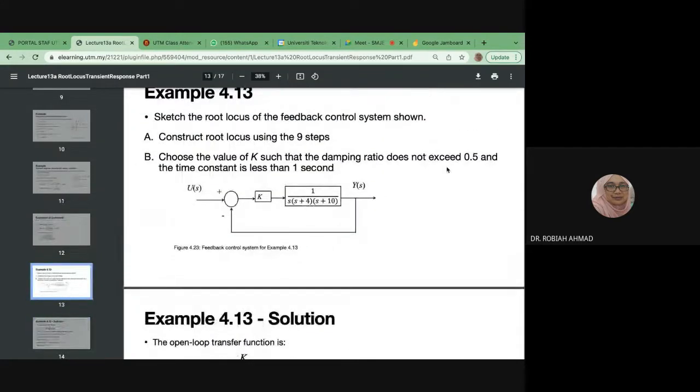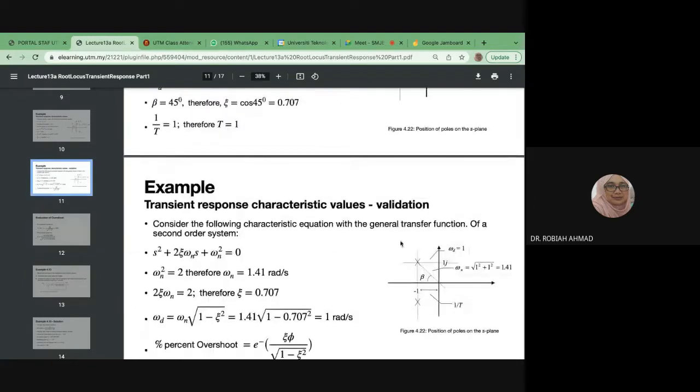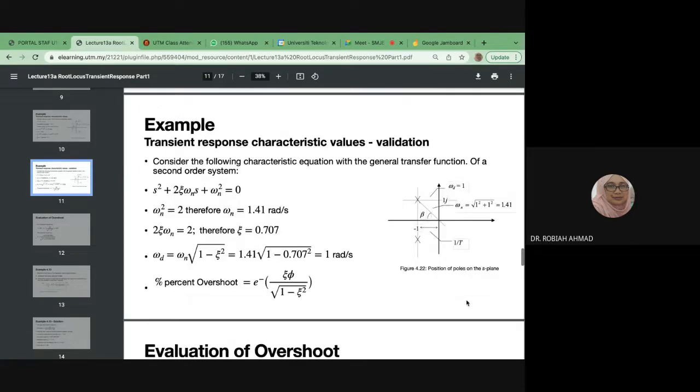And then we try to locate the point of intersection. And there are two conditions. One, the damping ratio does not exceed 0.5. And then the other is the time constant. What was the time constant, class? This one. So you draw two lines: one line for the damping ratio, another line for 1/T. And then we see how it goes.